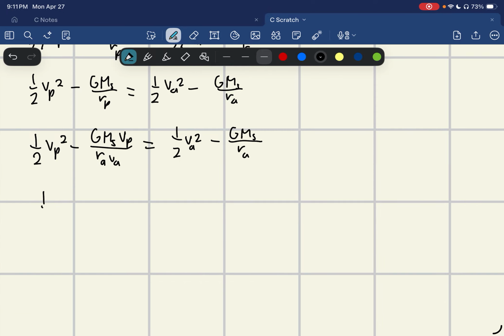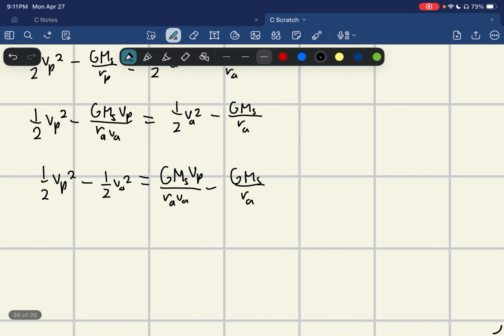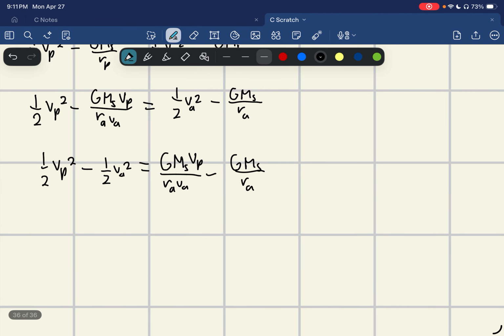So it'd be 1/2 VP squared minus 1/2 VA squared is equal to GMS VP over RA VA minus GMS all over RA. And then here, I'm going to factor out 1/2 on the left side, and I'm going to factor out GMS to the other side.